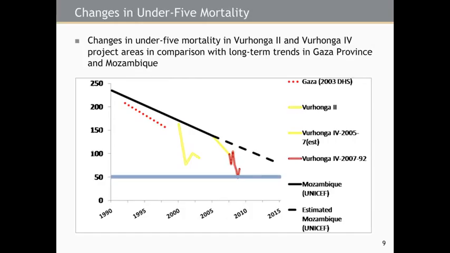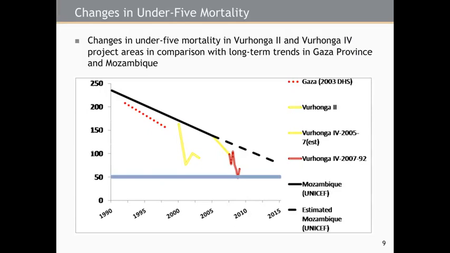I had the opportunity to go back to this same area and do an assessment of an expanded impact of this care group program in a larger set of districts compared to the original project. You see some of the findings from this based on the vital events data that were collected by the care group volunteers. You see here in the large black line the national decline in under 5 mortality as recorded by UNICEF statistics. And you also see in the red dotted line the DHS Demographic and Health Survey data for decline in under 5 mortality in the Gaza province where the project was working.